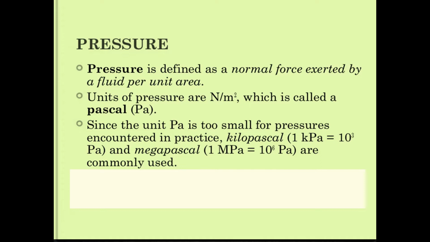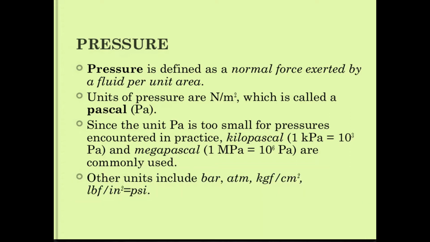Since the unit Pascal is too small for pressures encountered in practice, kilopascal, where 1 kilopascal is equal to 1000 Pascal, and megapascal, where 1 megapascal is equal to 1 million pascals, are normally used. Other units include bar, ATM, kilogram force per square centimeter, and pound force per square inch or PSI. Those are in English units.